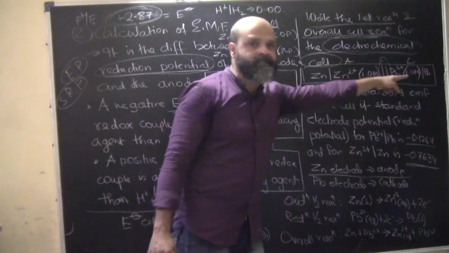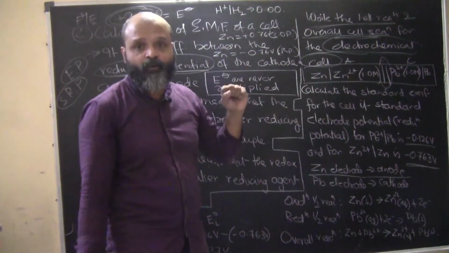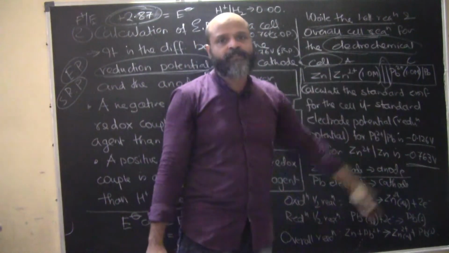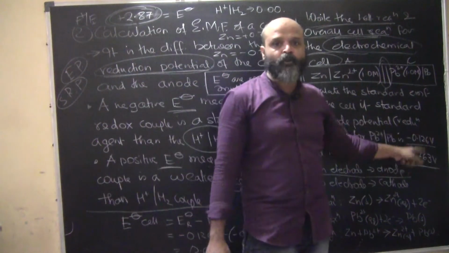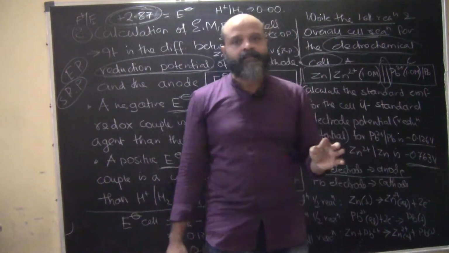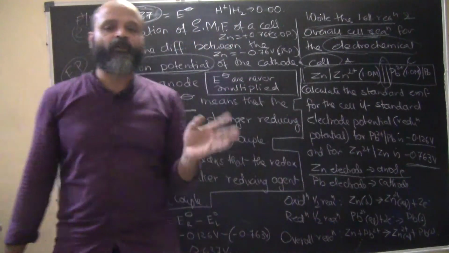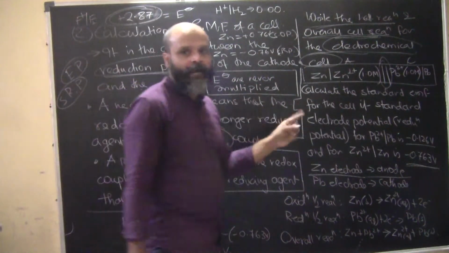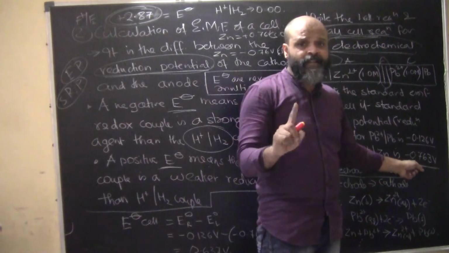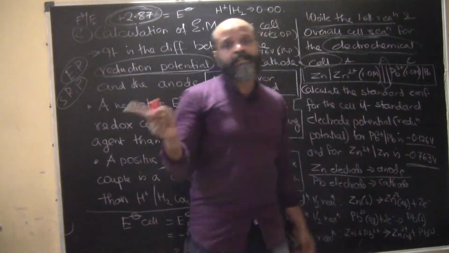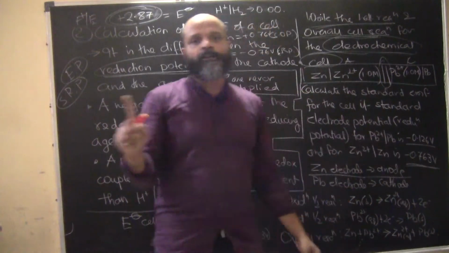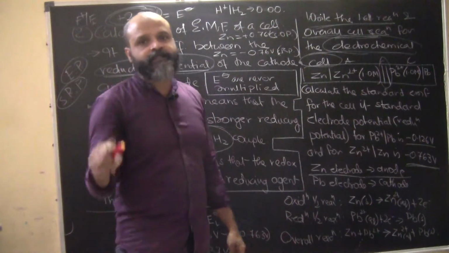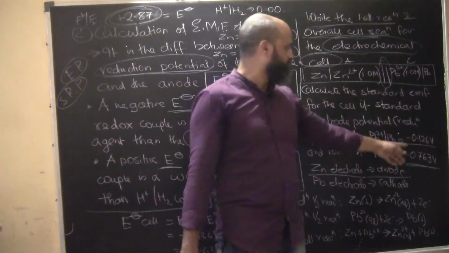Obviously by the cell itself we can see it, and also by the electrode potentials. Even if this cell reaction was not given, you could prepare it on your own by just looking at their electrode potentials. The one which has a lower electrode potential is obviously going to behave as the anode, or the site at which oxidation takes place, and the one which has a higher electrode potential is going to act as the cathode, or the site at which reduction takes place.